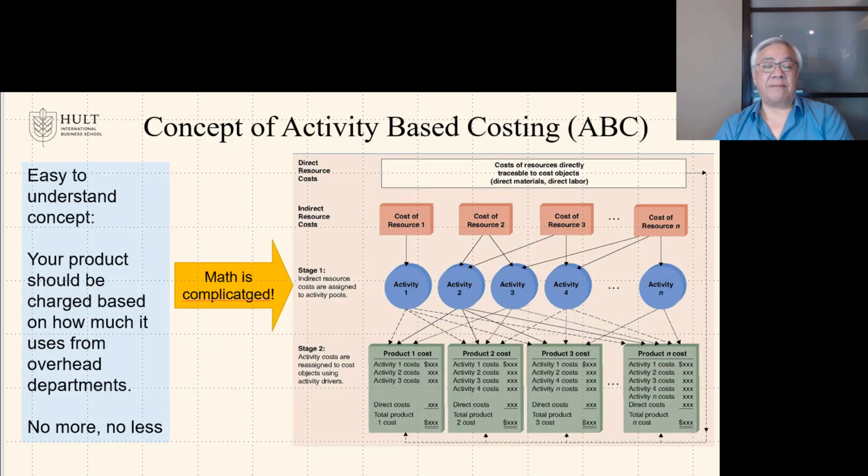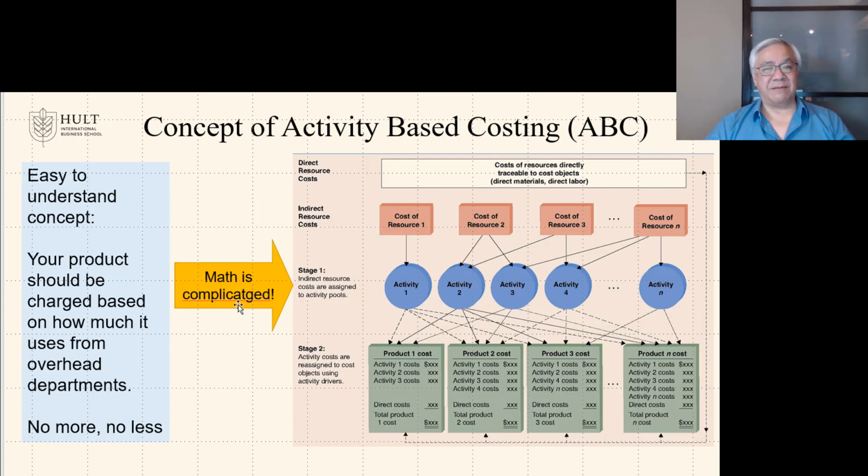So is there a better way? So a complicated but powerful concept is called activity-based costing, ABC. And the concept is easy. It's over here before you look at the complicated thing on the right. Your product should be charged based on how much it uses from the overhead departments. So if it uses a lot, it should get charged a lot. If it doesn't use a lot, it should not get charged a lot. That's the logic of it. It's pretty hard to argue with that.